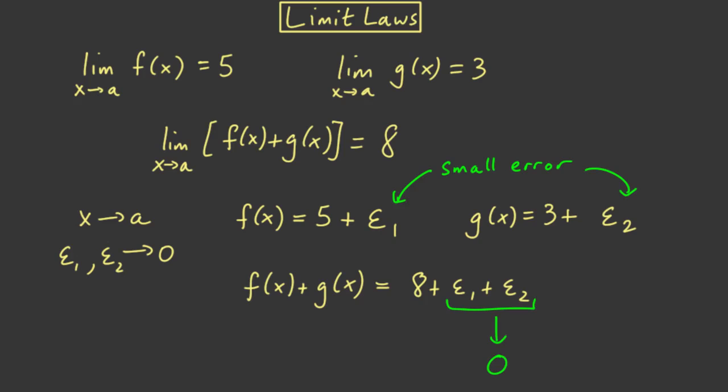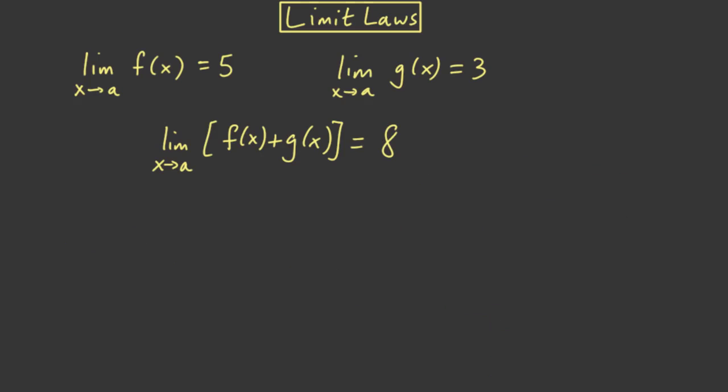And this works in general as well. So I'll erase this first, and then the general statement is: if the limit as x approaches a of f of x equals some number L, and the limit as x approaches a of g of x equals some number m, then the limit as x approaches a of the sum f of x plus g of x is L plus m. So the limit of the sum is the sum of the limits.